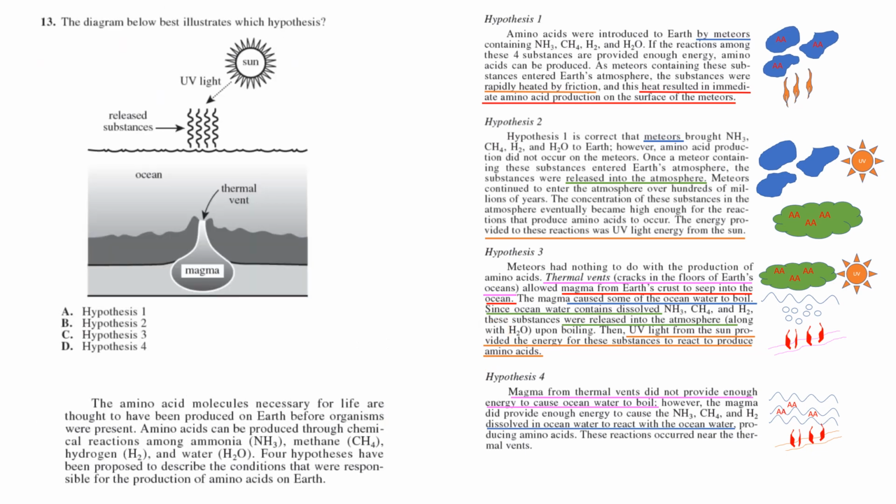Number 13, look how lovely this is. The diagram below best illustrates which hypothesis. Hypothesis 3, and I think we did a pretty good job of representing that. Look, we got the thermal vents, the magma, thermal vent magma. We've got our water boiling, they didn't do the boiling. We did a better job there. The ocean into the atmosphere and the sunlight. So we got pretty close to the same design. So your answer is C.